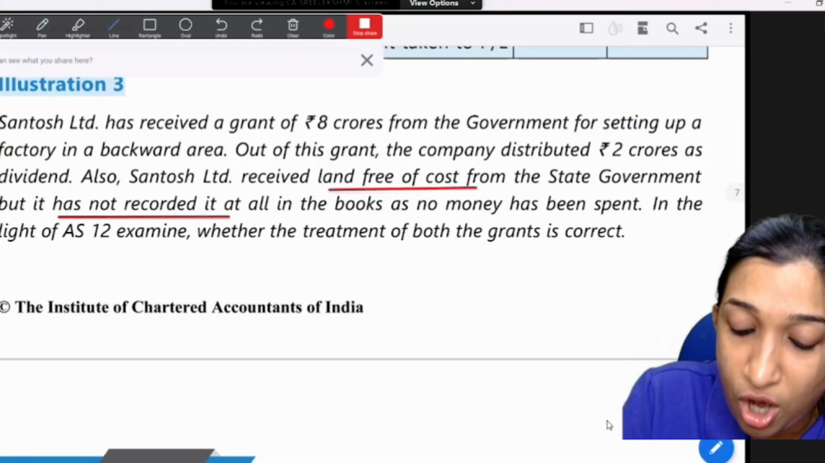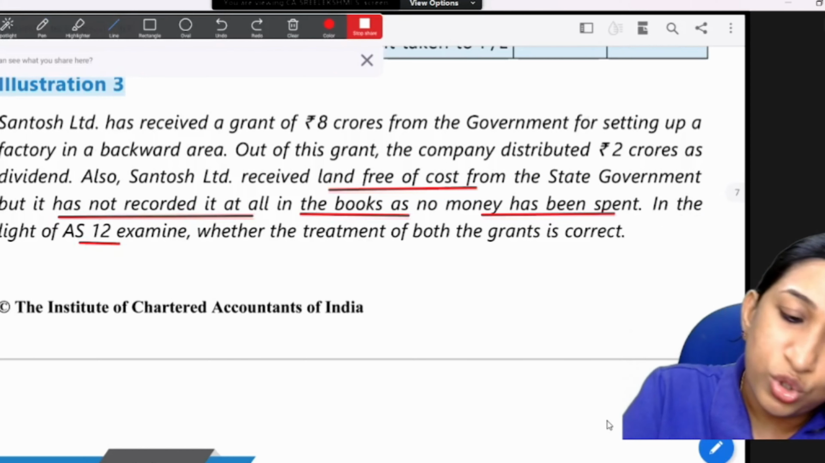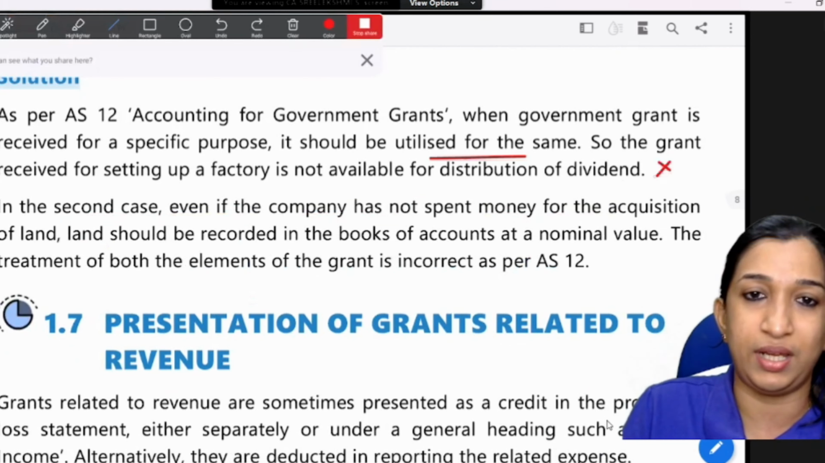So there are so many questions in this standard. Santosh Limited has received a grant of 8 crores from government for setting up a factory in a backward area. Setting up a factory means you're starting a factory, so that government grant is in the nature of promoter's contribution. Out of this grant, the company distributed 2 crores as dividend. That's wrong. You received a government grant for setting up a factory and distributed it as dividend, which is wrong.